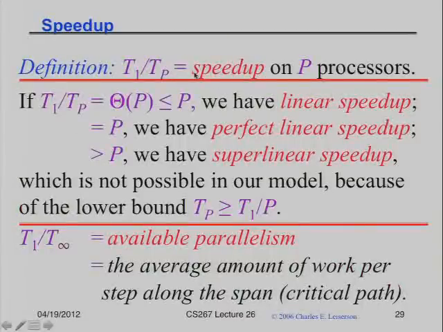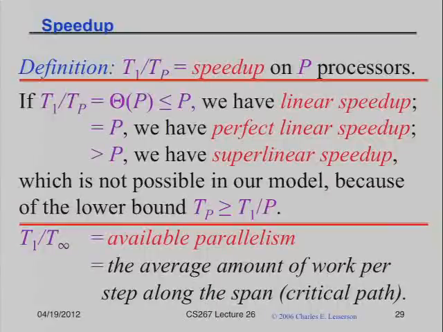So T1 divided by TP, which is at most P, that's a speed up. And if you're close to P, it's called linear speed up. If it's equal to P, you have perfect speed up. And occasionally it can be bigger than P in practice because you have more cache, perhaps. But in this model, that'll never happen. The speed up is always bounded by P. And the best you can have is T1 divided by T infinity. That's sort of the available parallelism, because we know we have to do that path, the critical path, sequentially. So that sort of gives us an upper bound.